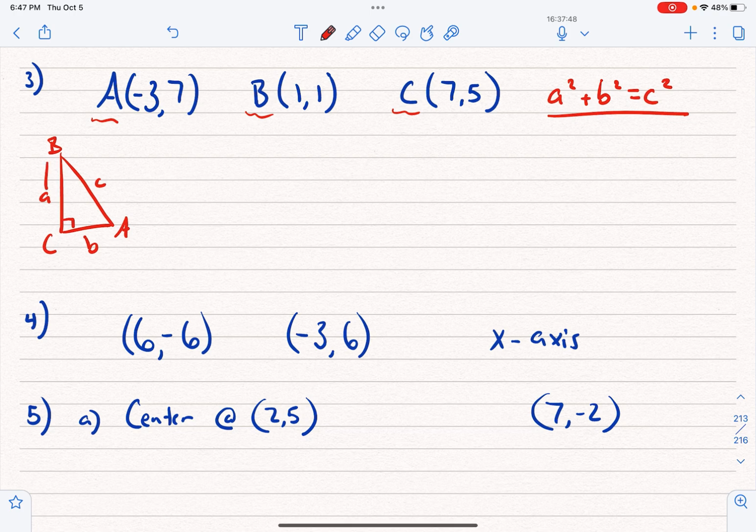So a would technically be the distance between B and C, and b would technically be the distance between C and A, and c would technically be the distance between A and B. And so we're just going, okay, we got to find distances again. And this was a lot of homework dealing with distance. So what do we got?